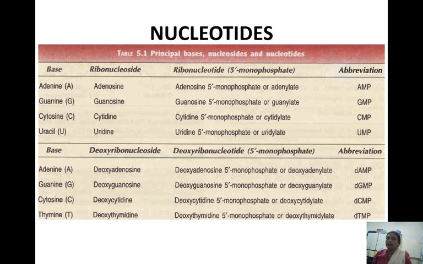Next, thymine. Thymine is present only in DNA. Along with the sugar deoxyribose it forms deoxythymidine, and this deoxythymidine is phosphorylated at the 5' hydroxyl group to form dTMP, deoxythymidine 5' monophosphate.